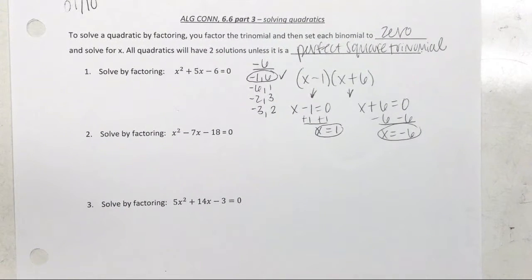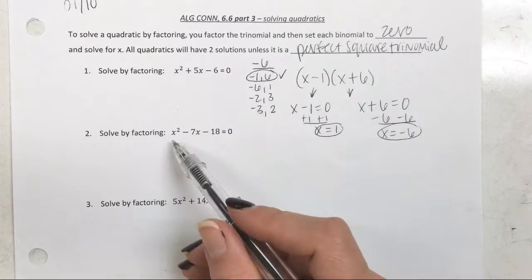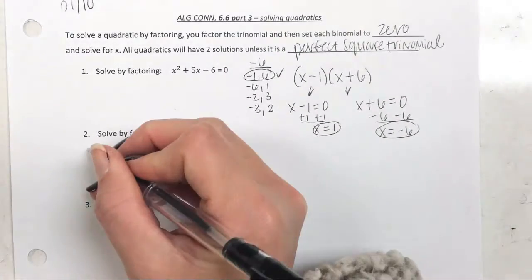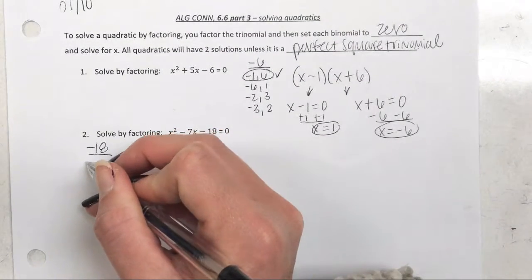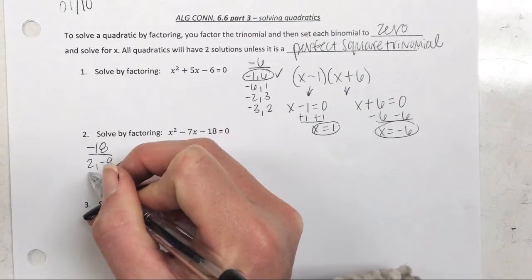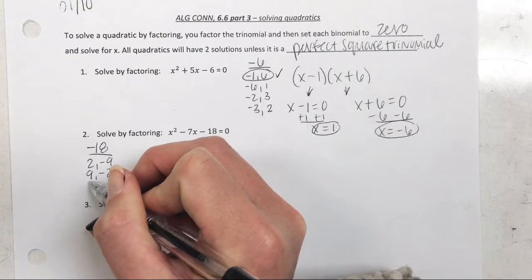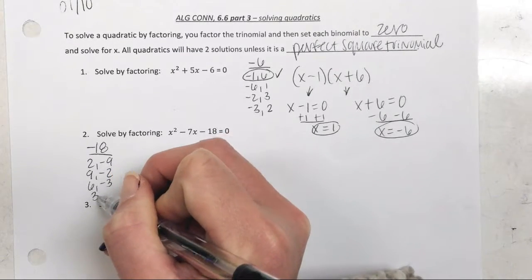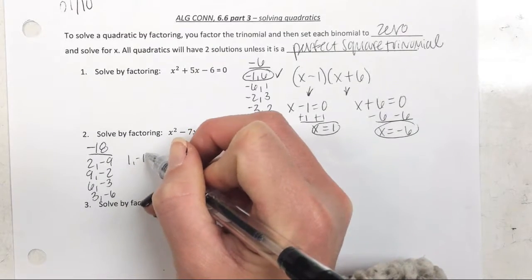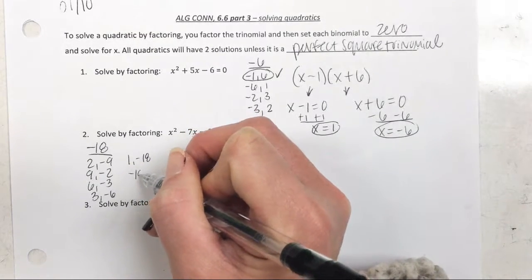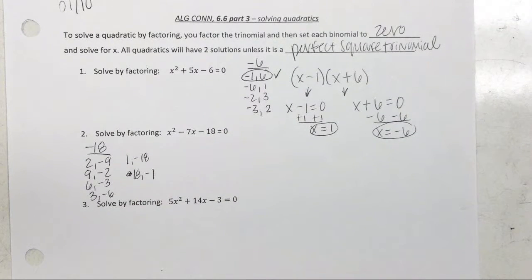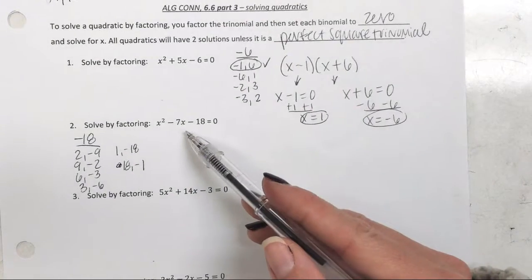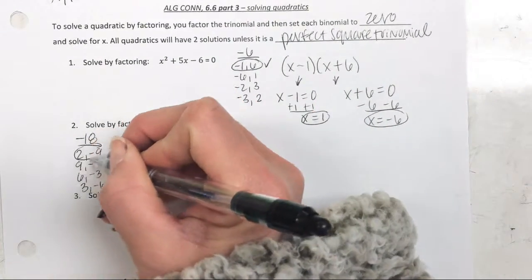Alright, for the next one, same thing. Our a is 1. So this will be fairly easy. So my factors of negative 18 are going to be 2 and negative 9, 9 and negative 2, 6 and negative 3, 3 and negative 6, 1 and negative 18, or excuse me, just 18 and negative 1. Alright, so again we're looking for a pair that adds up to our middle term, negative 7. That's going to be 2 and negative 9.